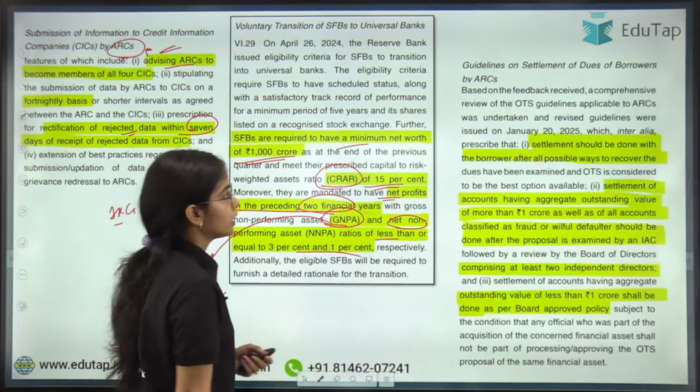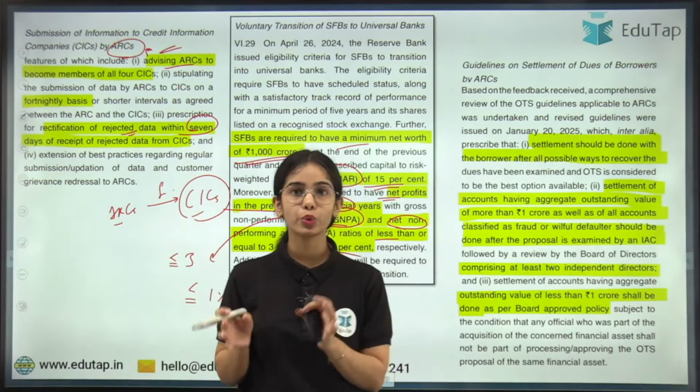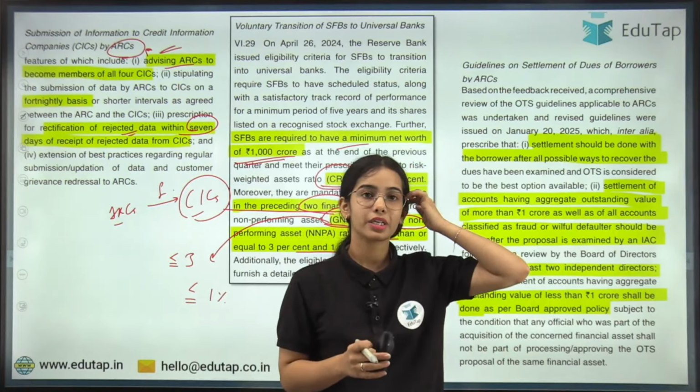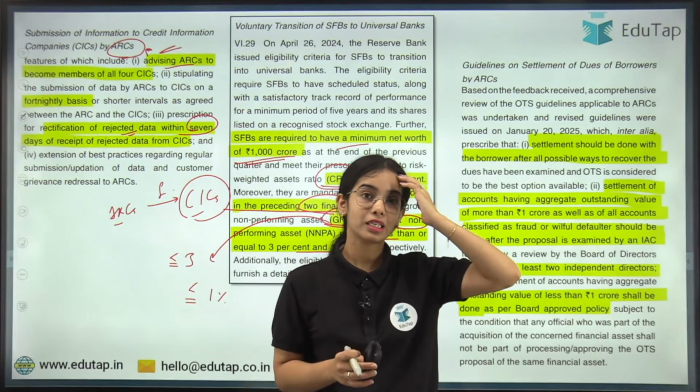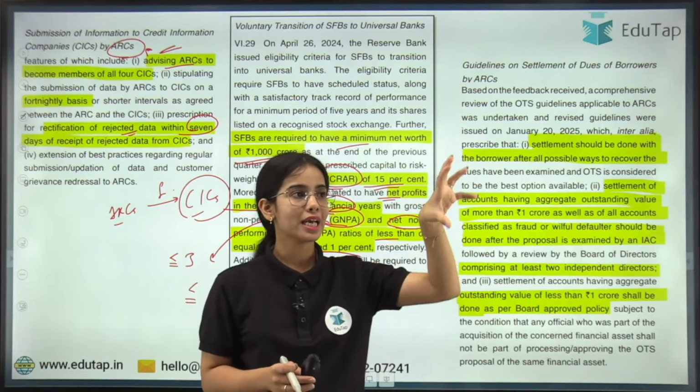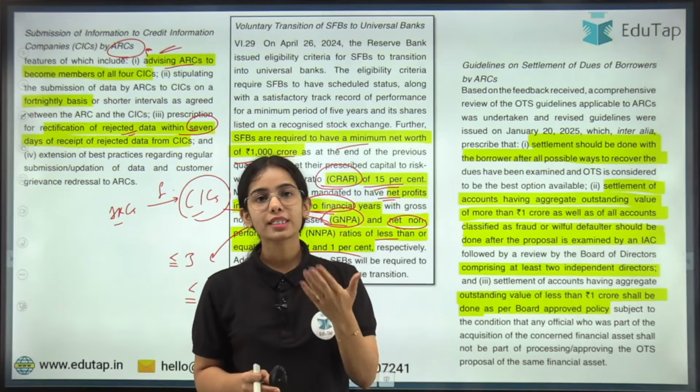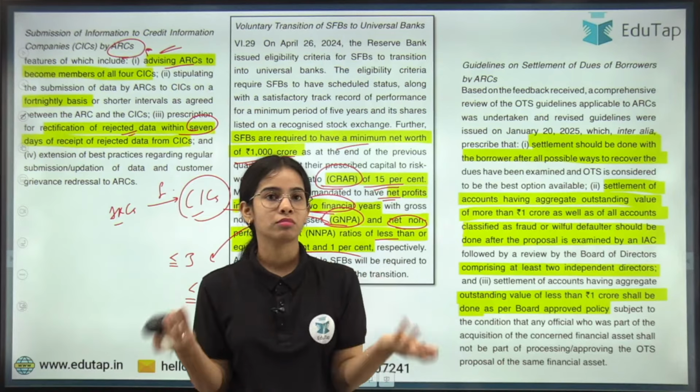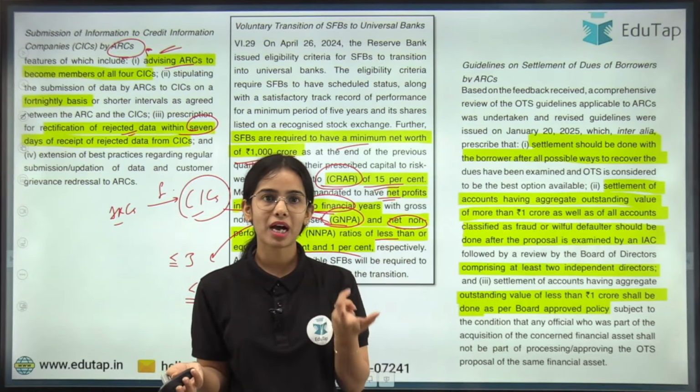Okay. Next are the guidelines on settlement of dues of borrowers by asset reconstruction companies. Here basically what happened is that the asset reconstruction company has bought a bad loan. Now the asset reconstruction company thinks that, okay, there is no way to get back the money.